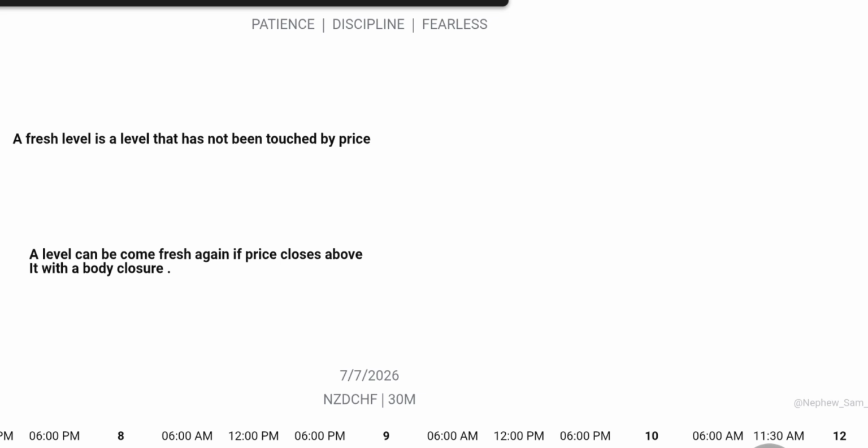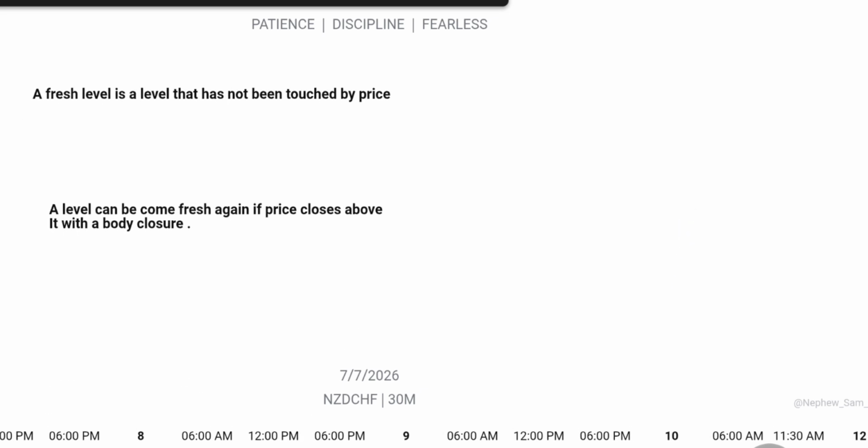But if a level that was fresh becomes unfresh, does it mean that level can never be used again? A level that was fresh and then becomes unfresh can only be used if price comes back to that level and then closes above it or below it again.